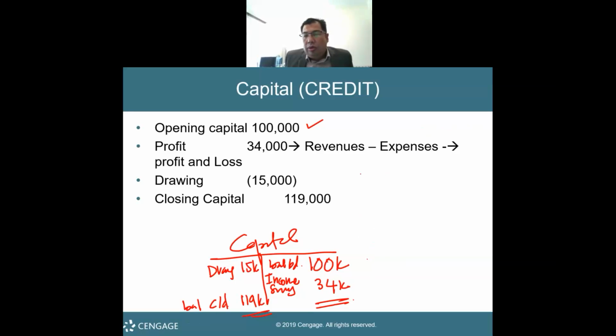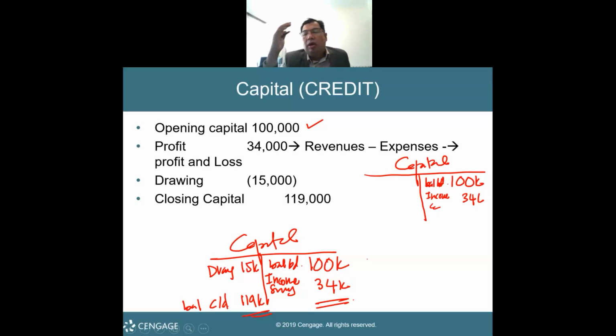Always remember that your equity balance is on the credit side. This is your capital, your equity, on the credit side. For example, 100,000. This is your balance, balance b/d, brought down. When you make a profit, you will increase your capital. That's why I put the income summary here, 34,000, because it increased your capital from 100,000 to 134,000. And drawing will reduce your capital on the debit side. This is your drawing.